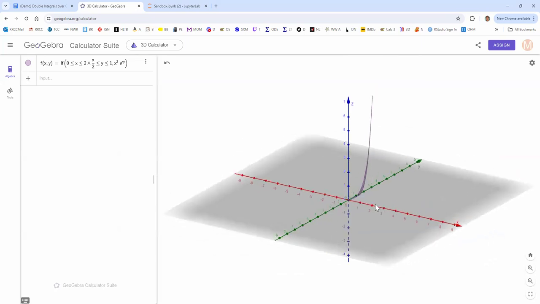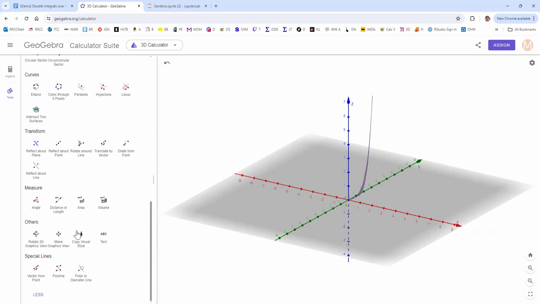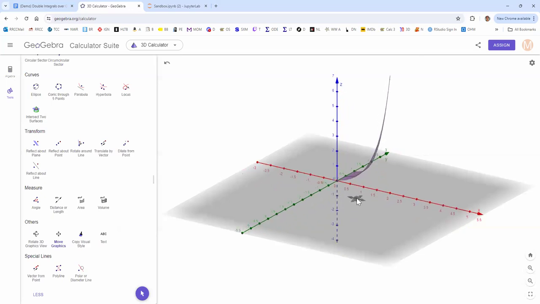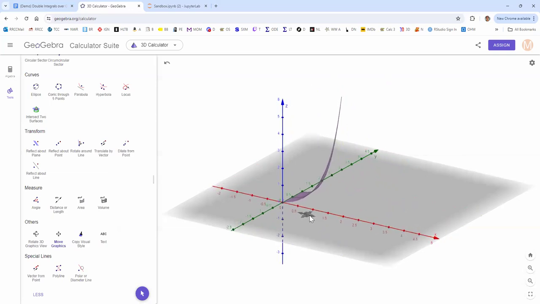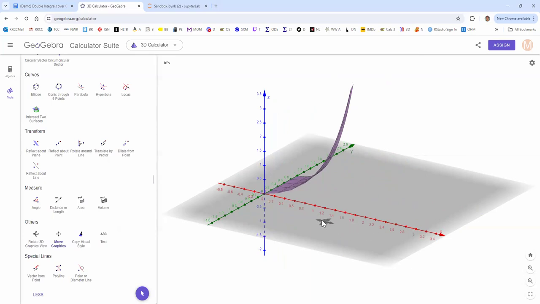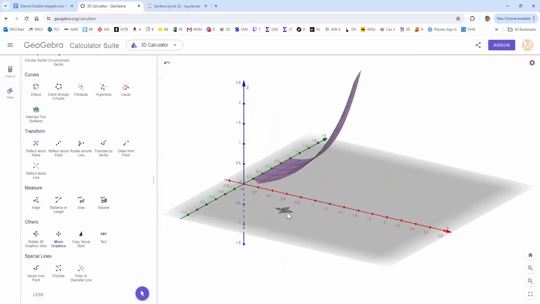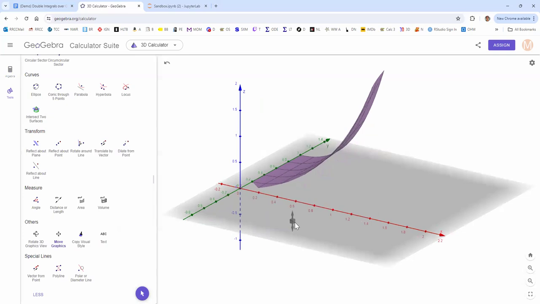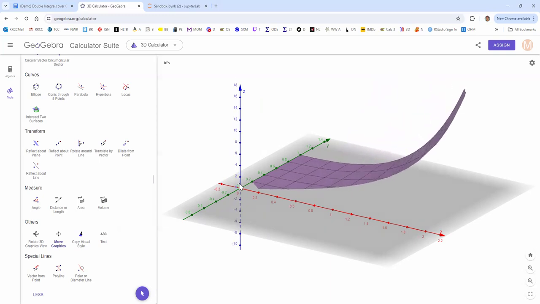And then it's a matter of getting a nice view. I would go to Tools and go to Move Graphics View. We can bring the Z-axis down a little, and then zoom in by scrolling the mouse and recenter as needed. Cool. Remember, x is going from 0 to 2, and y from 0 to 1. That's probably pretty good. And then I guess we bring z down a little more so they see the edge of it.